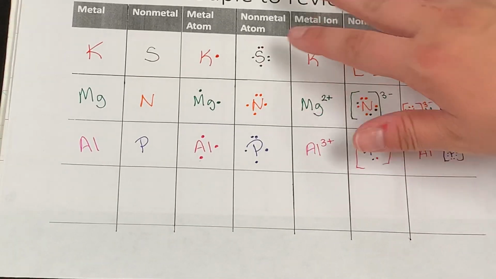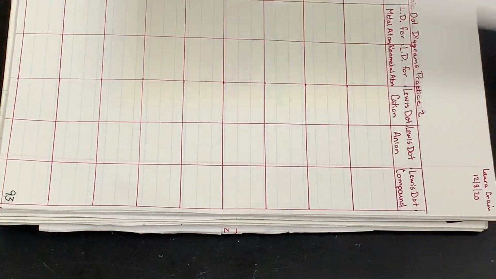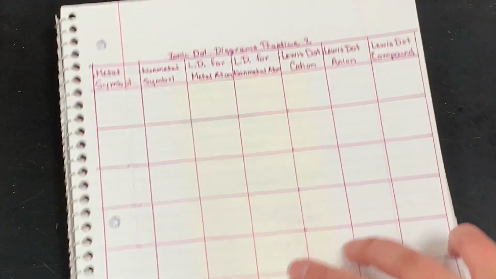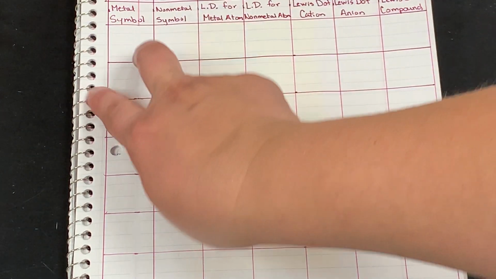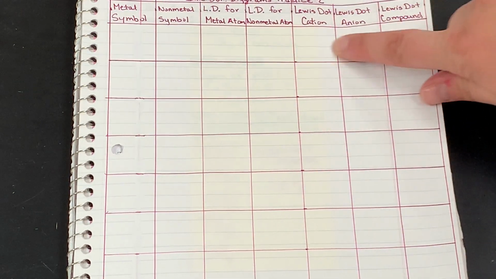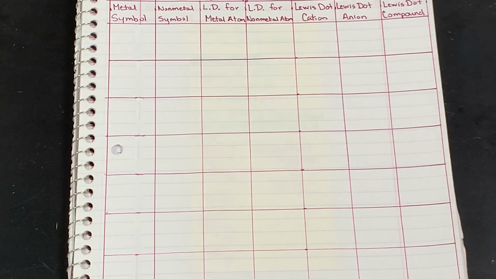So this is what we're going to be doing on our activity for today. Since y'all are at home, we're just going to go through and we're going to roll for metals and non-metals first. And we're going to fill in these first 2 columns together, and then you are going to do the other columns on your own.